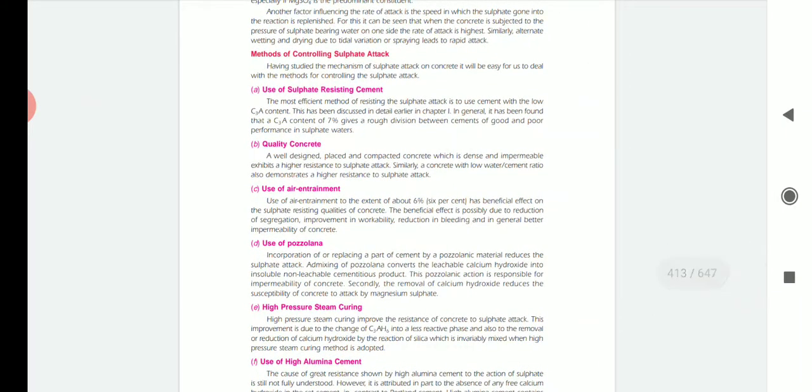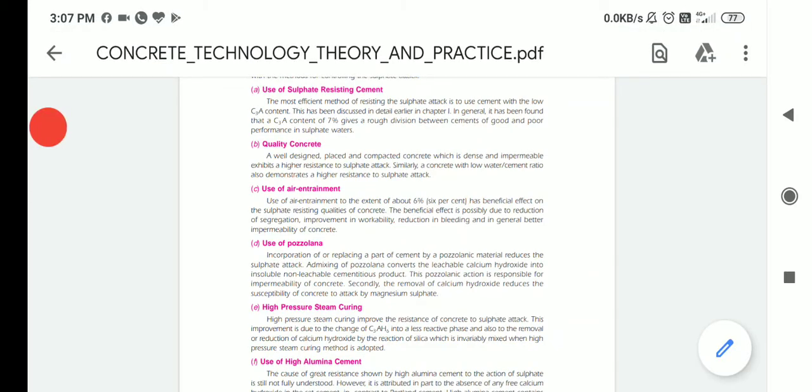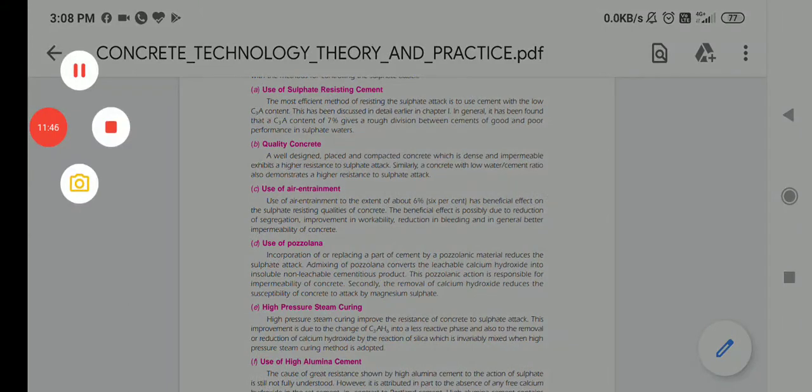If sulfate attack is prevented, there will be fewer cracks and the concrete will be more durable. This is one chemical action of cement. We still have chloride attack and carbonation, which we will see in the next video.